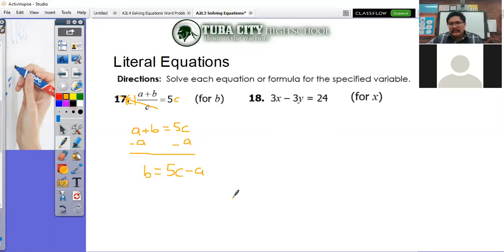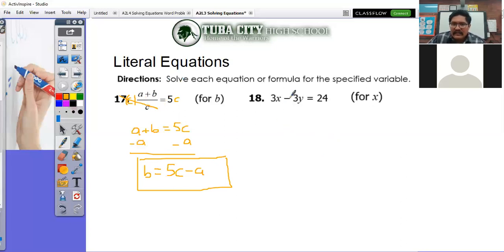And it is solved now. We have b by itself. Now, if we ever come across the values for a, b, or c later, we can plug them in and we should still get the same solution. We should still get the same answer no matter what.